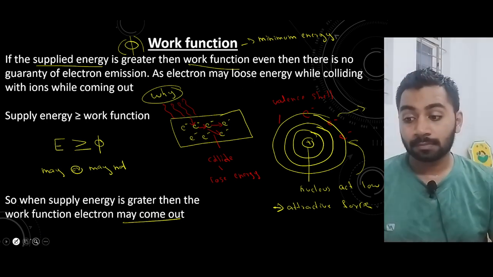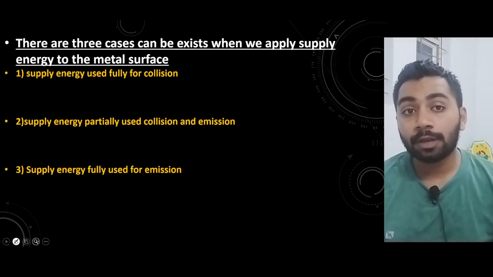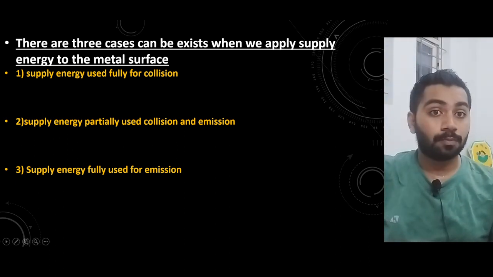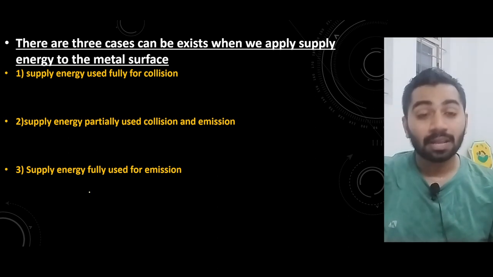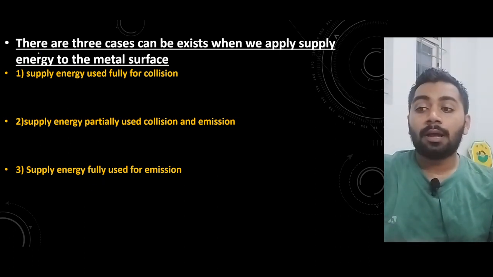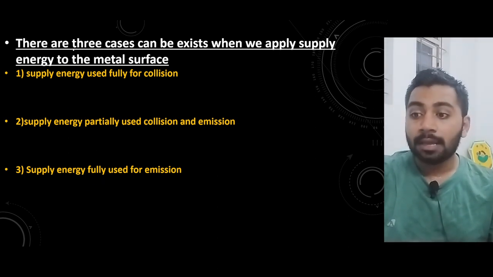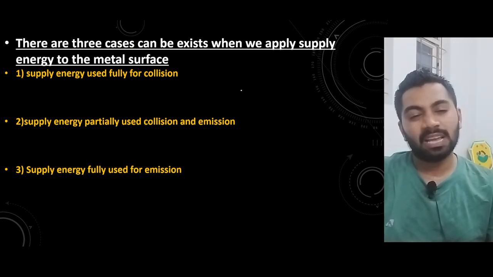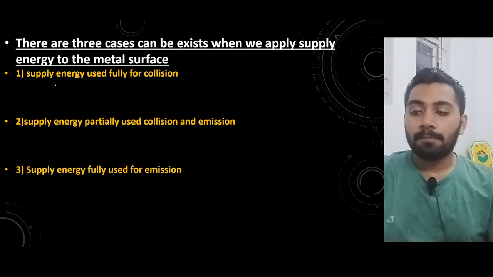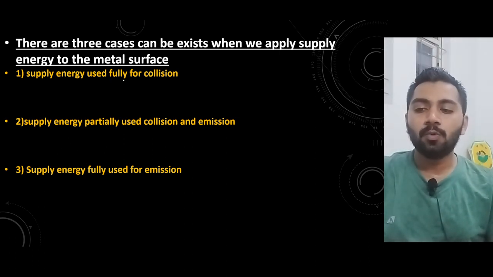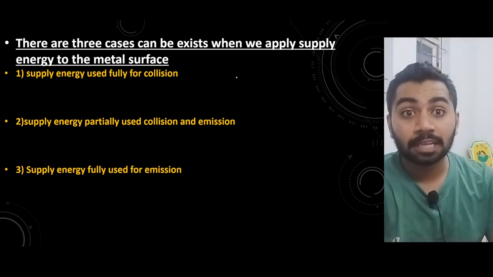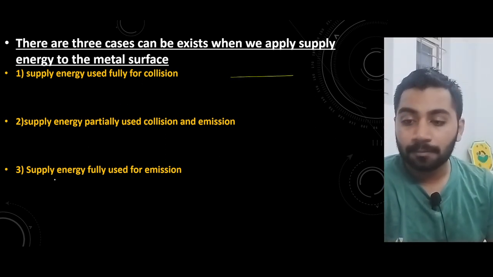So by this you can say there are three possibilities. See here, three possibilities. What are those possibilities? There are three cases that can exist when we supply some energy. First case, the supplied energy can be fully used for collision. Very interesting and very simple.